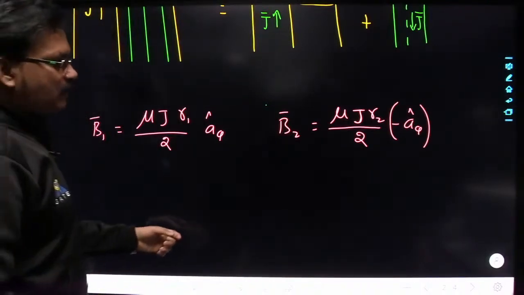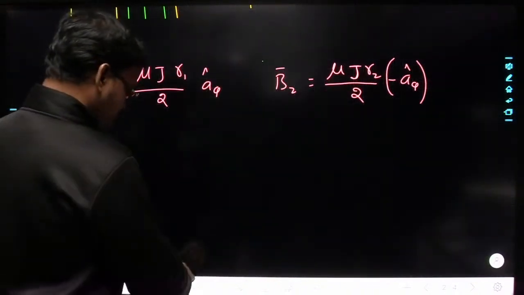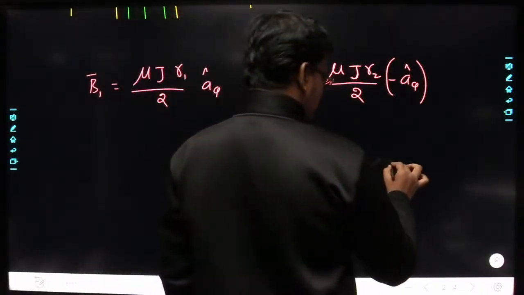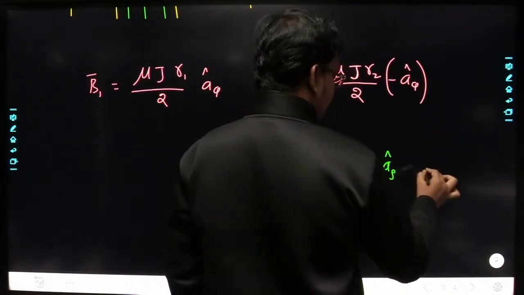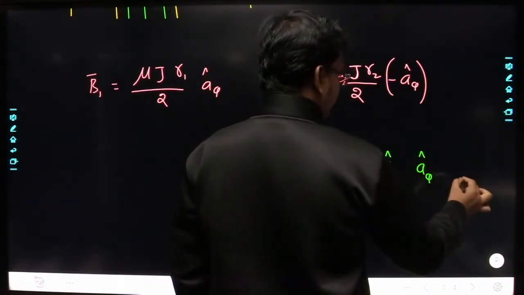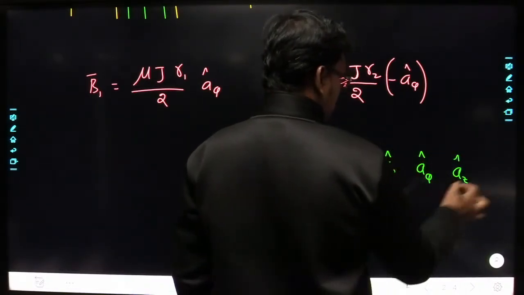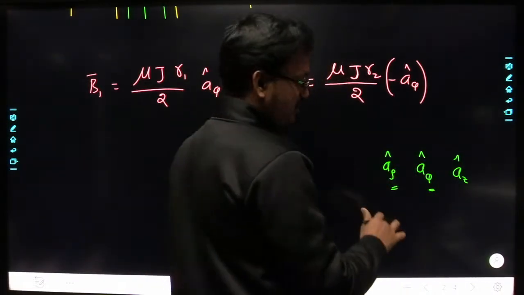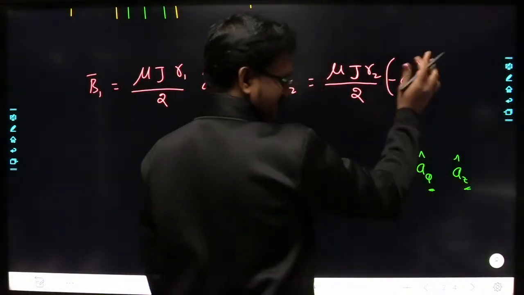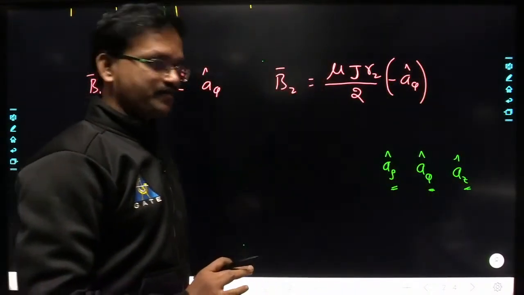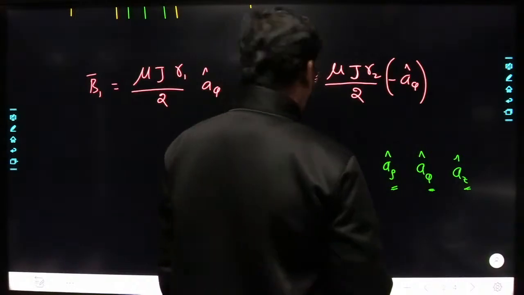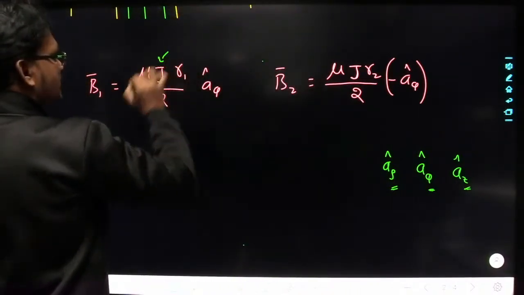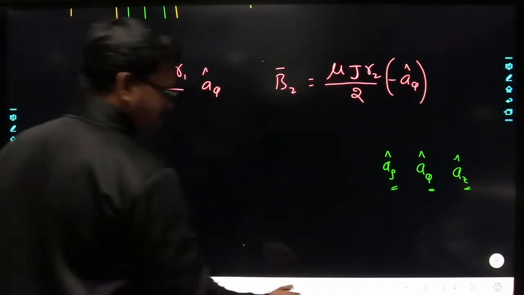Now in the cylindrical coordinate system, what are the unit vectors? A rho cap, A phi cap and A Z cap. This is the radial direction, this is the circular direction, and this is along the Z direction. Understood? So we know this. Now see here, we have considered Z.